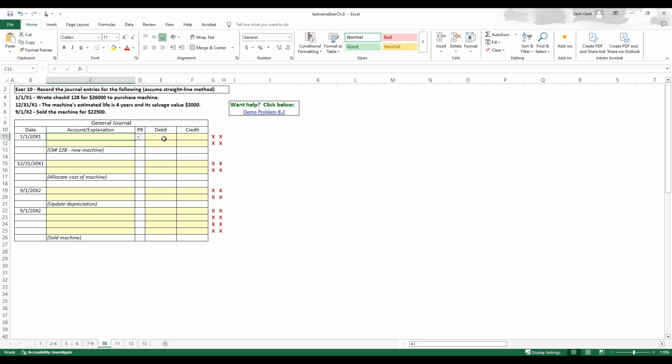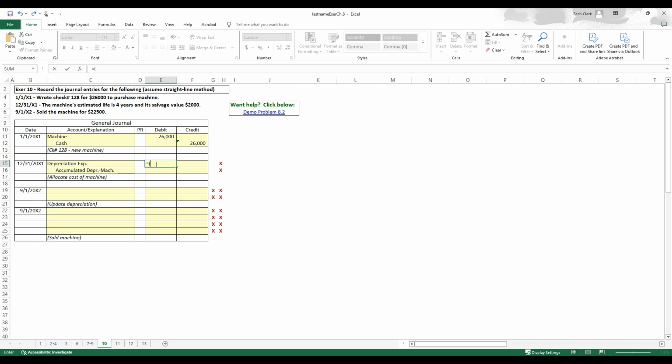Okay, so let's take a look here. This is on 1/1. So we bought a machine, and let's just get our asset account here. And then we paid cash for it, it looks like. So $26,000, purchased the new machine. And then, okay, so we had a full year's worth of depreciation expense.